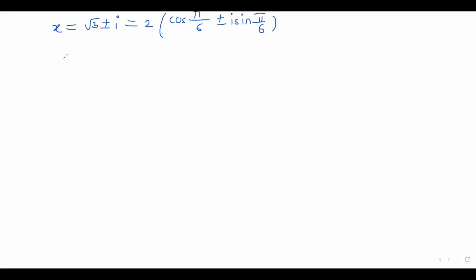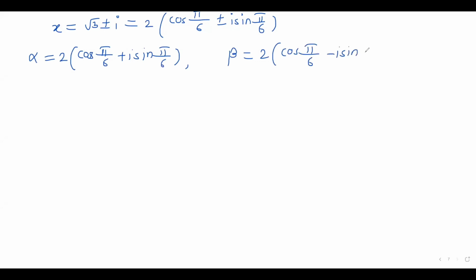Right, so simplifying this, alpha is 2 into cos of pi by 6 plus i into sin of pi by 6. This will be your value of alpha, and beta will be 2 into cos of pi by 6 minus i into sin of pi by 6. Now you have to take their cubes and then add and check the result. If it is 0, then your answer is complete, right?